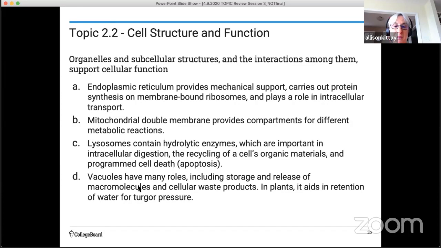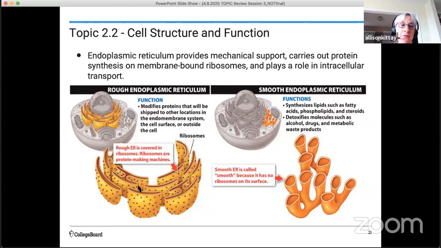And vacuoles have many roles, including the storage and release of macromolecules and cellular waste products. In plants, it aids in the retention of water to maintain turgor pressure. So now we're going to look at each one of these organelles and their function. So I've got an image of the endoplasmic reticulum. On the left side, I've got the rough ER, and on the right side, I've got the smooth ER. And I want to focus on the rough ER.